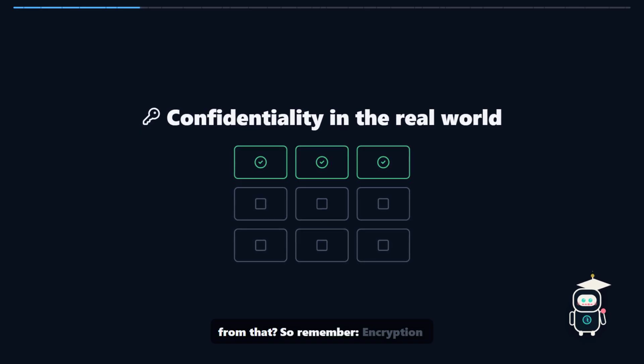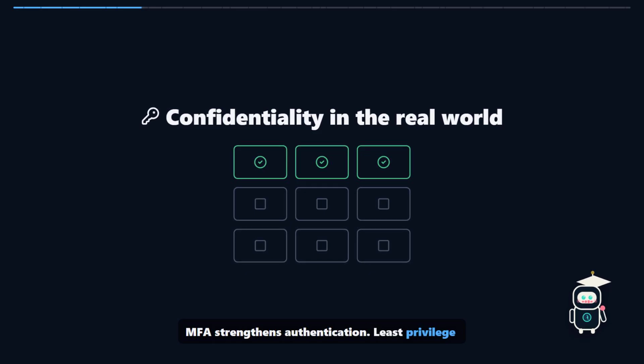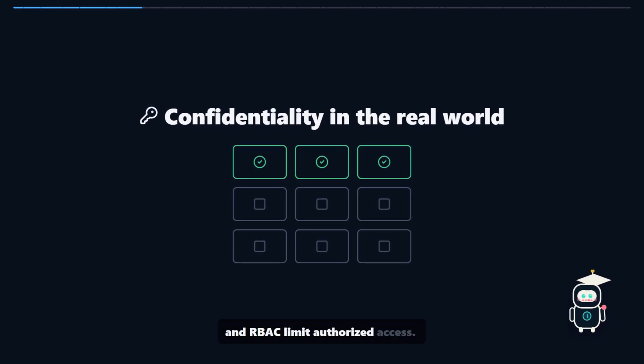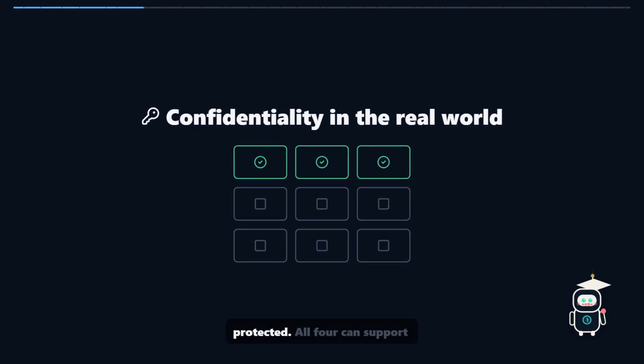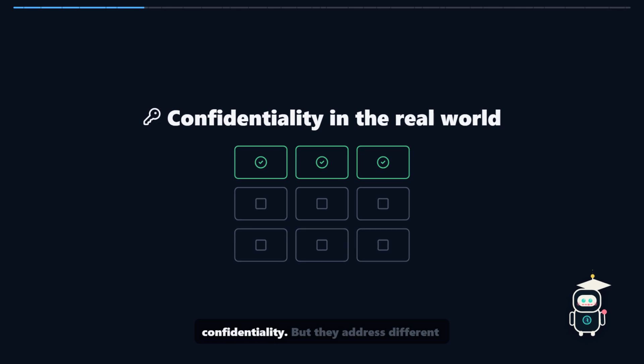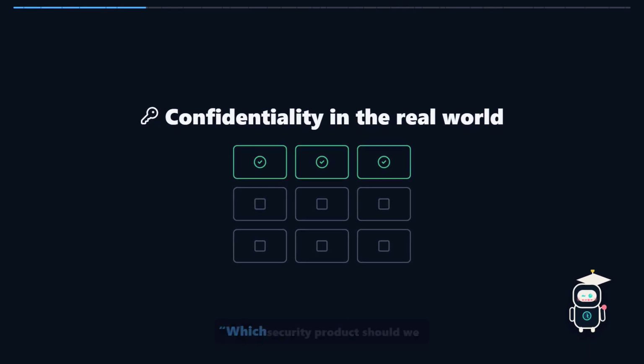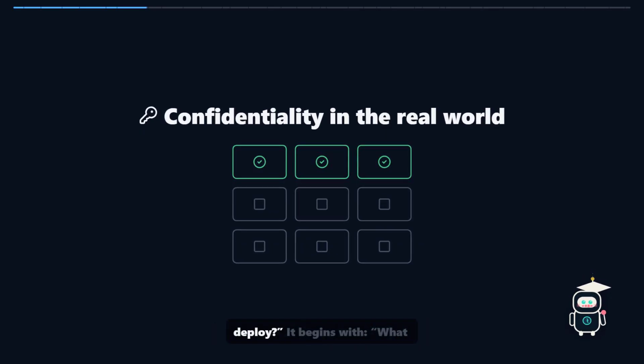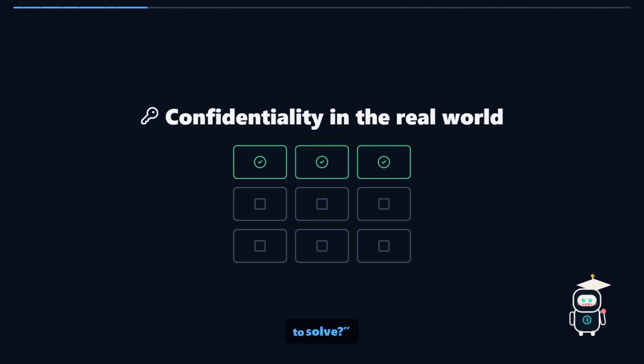So remember, encryption helps protect the information itself. MFA strengthens authentication. Least privilege and RBAC limit authorized access. Data classification helps determine how information should be handled and protected. All four can support confidentiality, but they address different failure modes. That's why good security analysis doesn't begin with, which security product should we deploy? It begins with, what problem are we actually trying to solve?